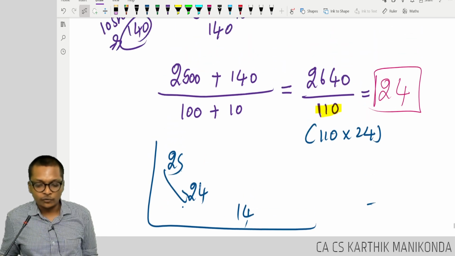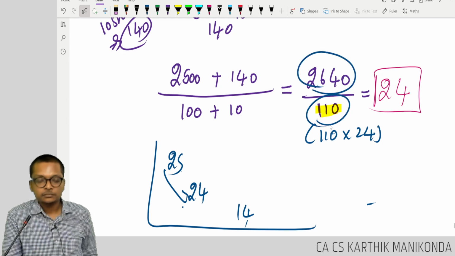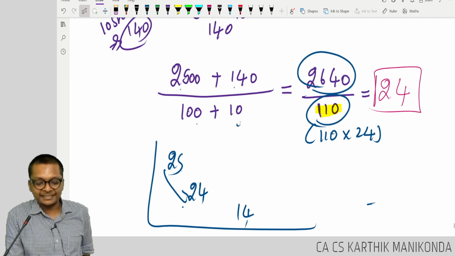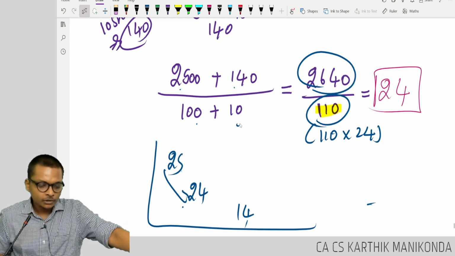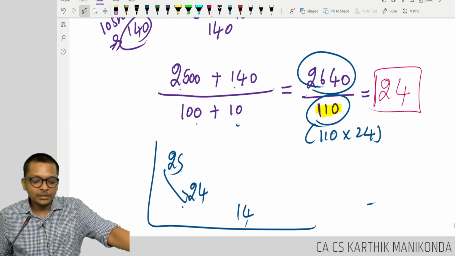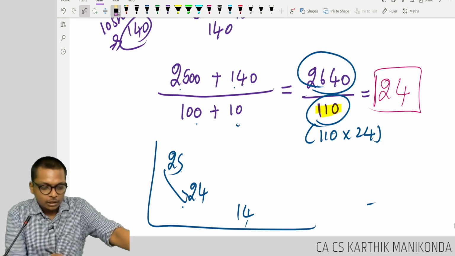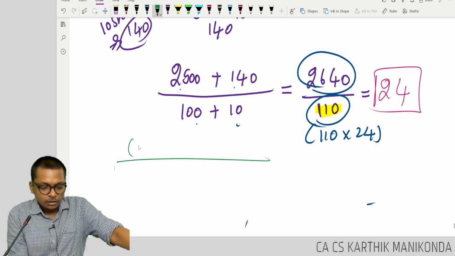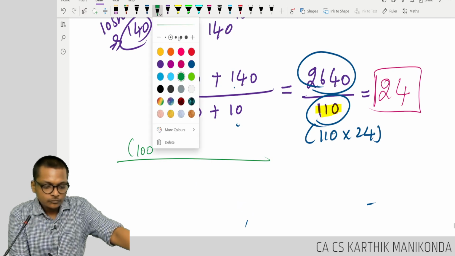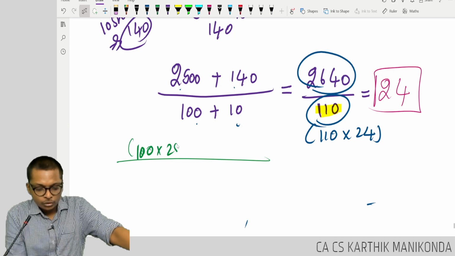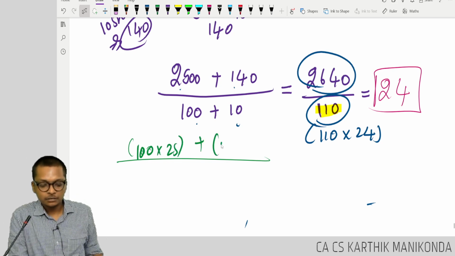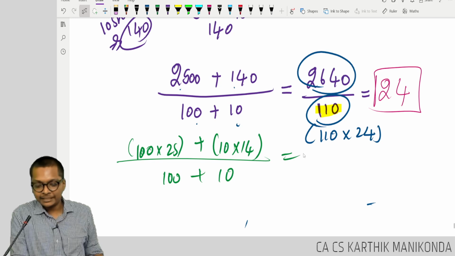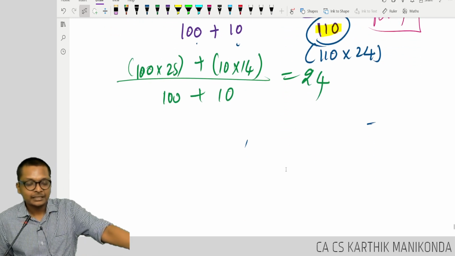How did you find this 24? 2640 divided by 110, which is nothing but 25 plus 140 divided by 100 plus 10. Correct? So, can you give me the breakup of these numbers? What is 2500 in English? 100 into 25 plus 10 into 14 by 100 plus 10 is equal to 24. Correct? You found this, guys.